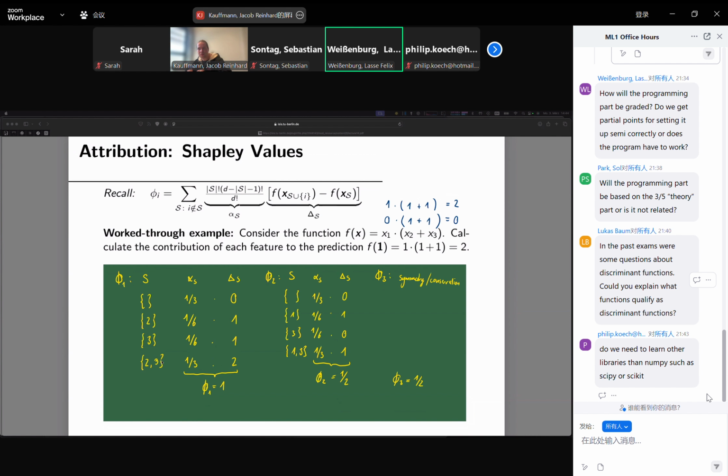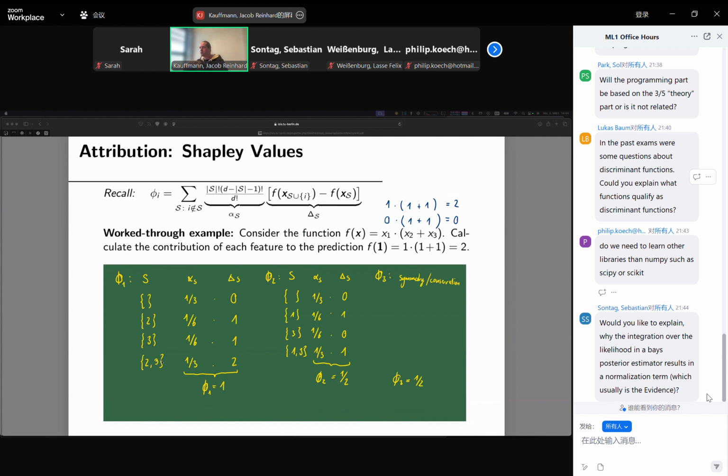Okay, thank you. So 2 and 3 are like the variable number. Yeah, exactly. It's like the index of the feature. Thank you.